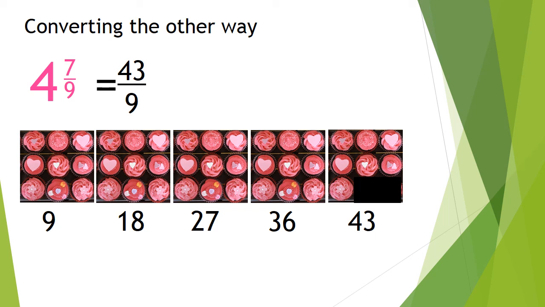Was there another way to do this? Yes, I could simply have multiplied my denominator, my 9, by my 4 whole ones, which is essentially what I've done in the picture here, and that would get me 36/9, and then I add on my 7/9 that's left to get 43/9. I hope that makes sense.